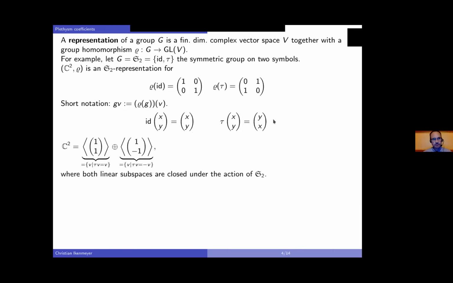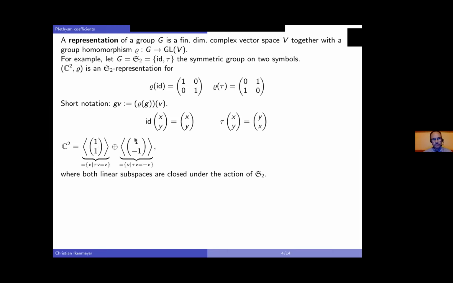And having a representation, making this vector space C2 a representation gives it additional structure. So C2 now decomposes into an interesting subspace here. Say, taking the vector (1,1), we see that if we apply tau, it's fixed under applying tau, right? It does not change. And actually the whole linear subspace that is spanned by (1,1) is fixed under applying tau.